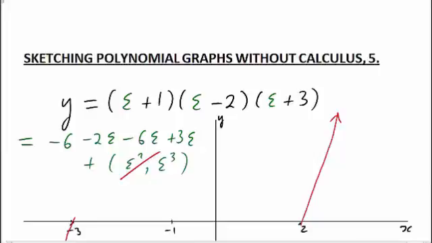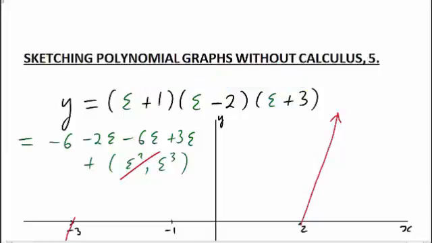Those will arise from the three brackets when epsilon multiplies the product of each pair of constants. So there'll be epsilon times minus 2 times 1. That's this combination, minus 2 epsilon. Then there will also be epsilon times minus 2 times 3. That's this combination, which comes to minus 6 epsilon. And the other one that's missing so far will be epsilon times 3 times 1.